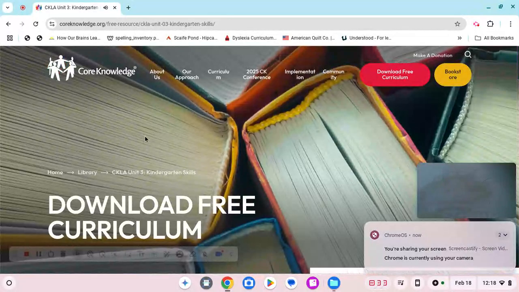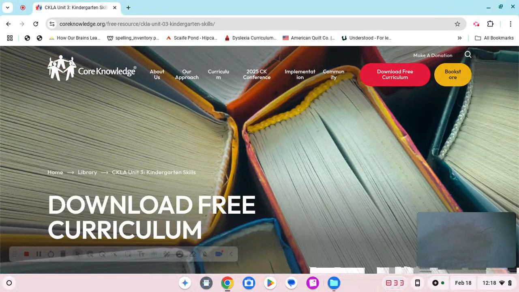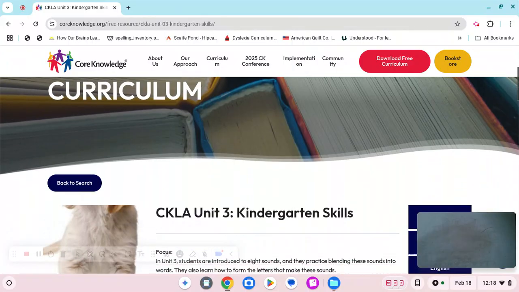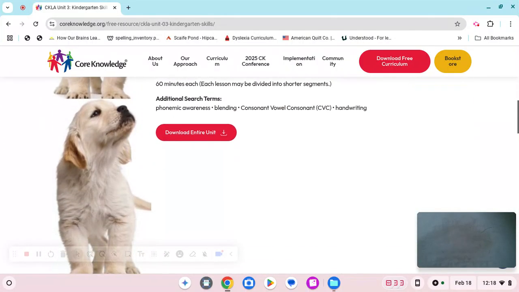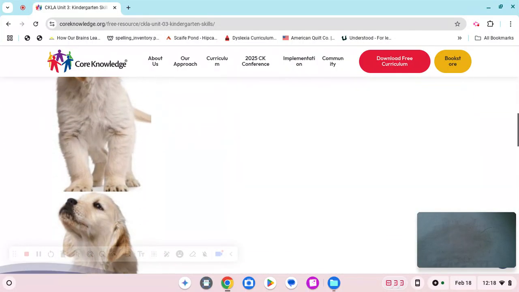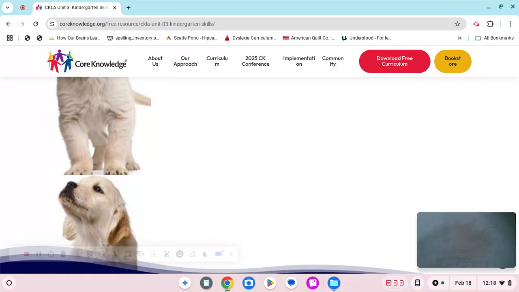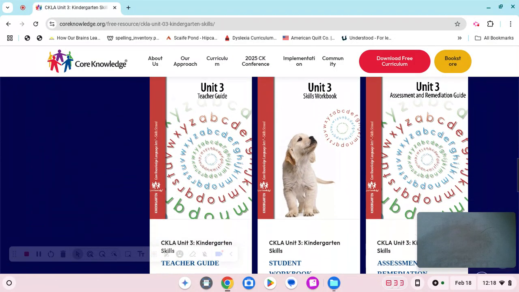Okay, another free resource, CKLA Unit 3 Kindergarten. And we are now going to be able to write letters. So Units 1 and 2 are kind of getting ready to write letters. Unit 3 is where you can start writing letters.